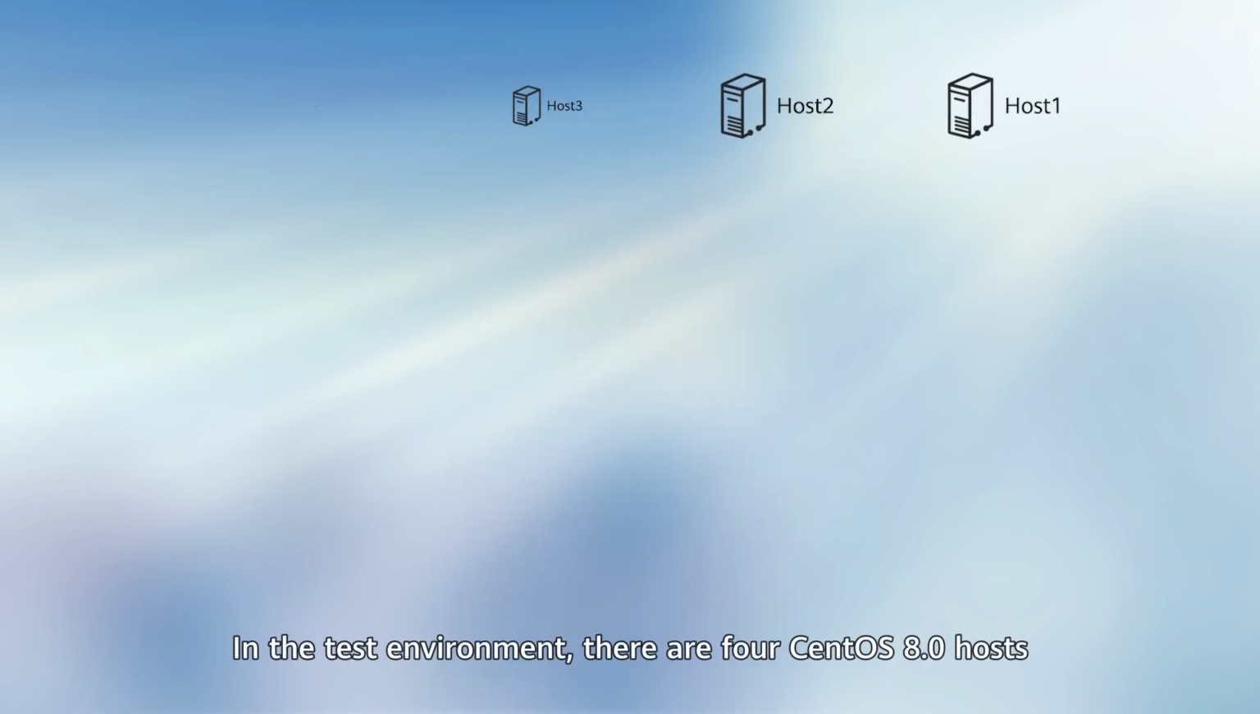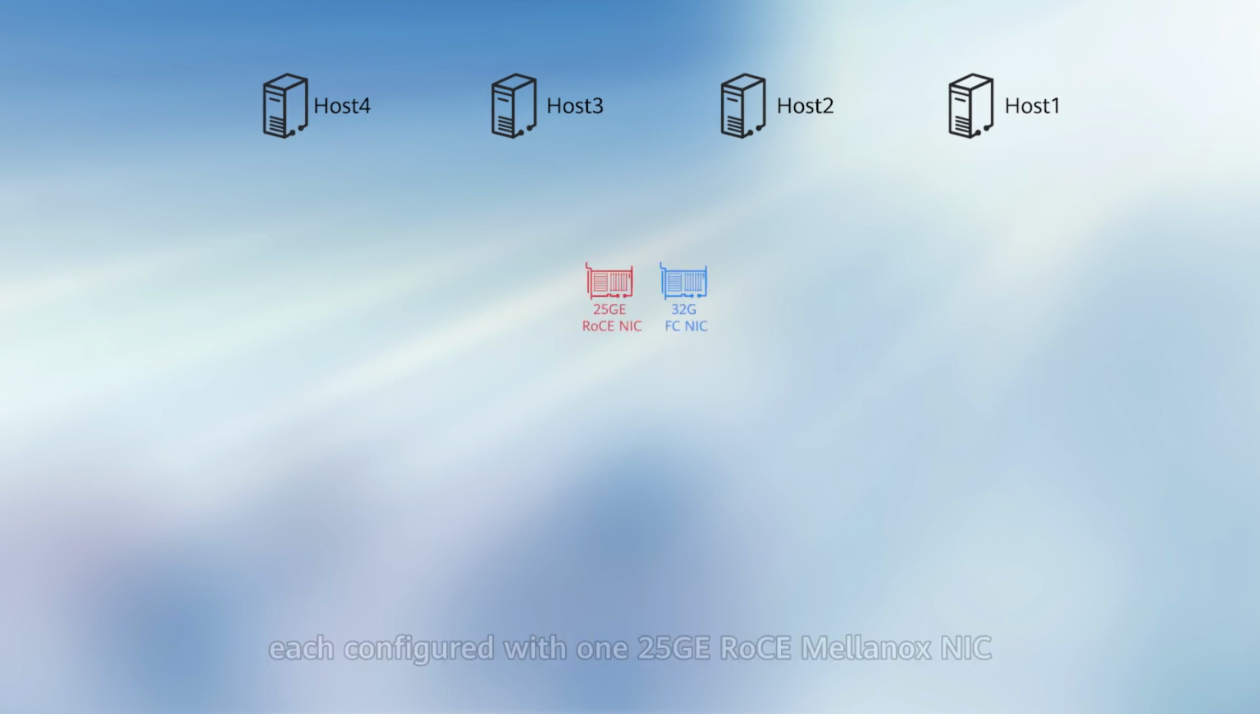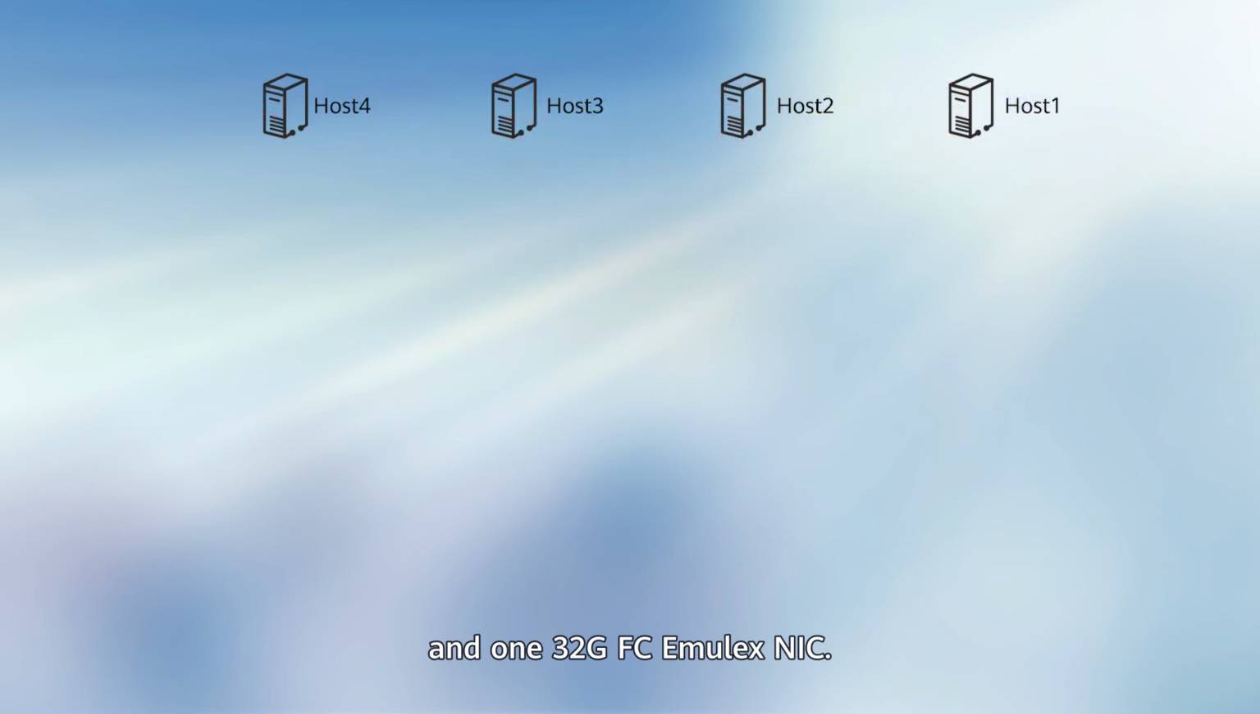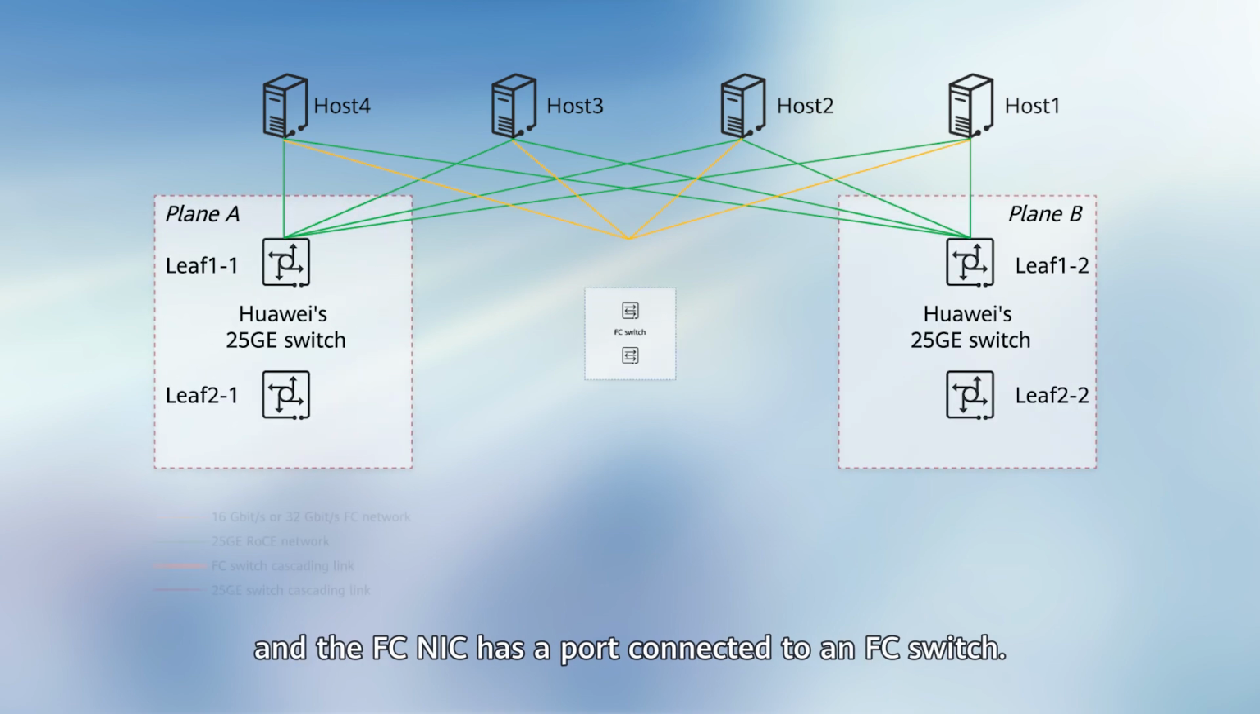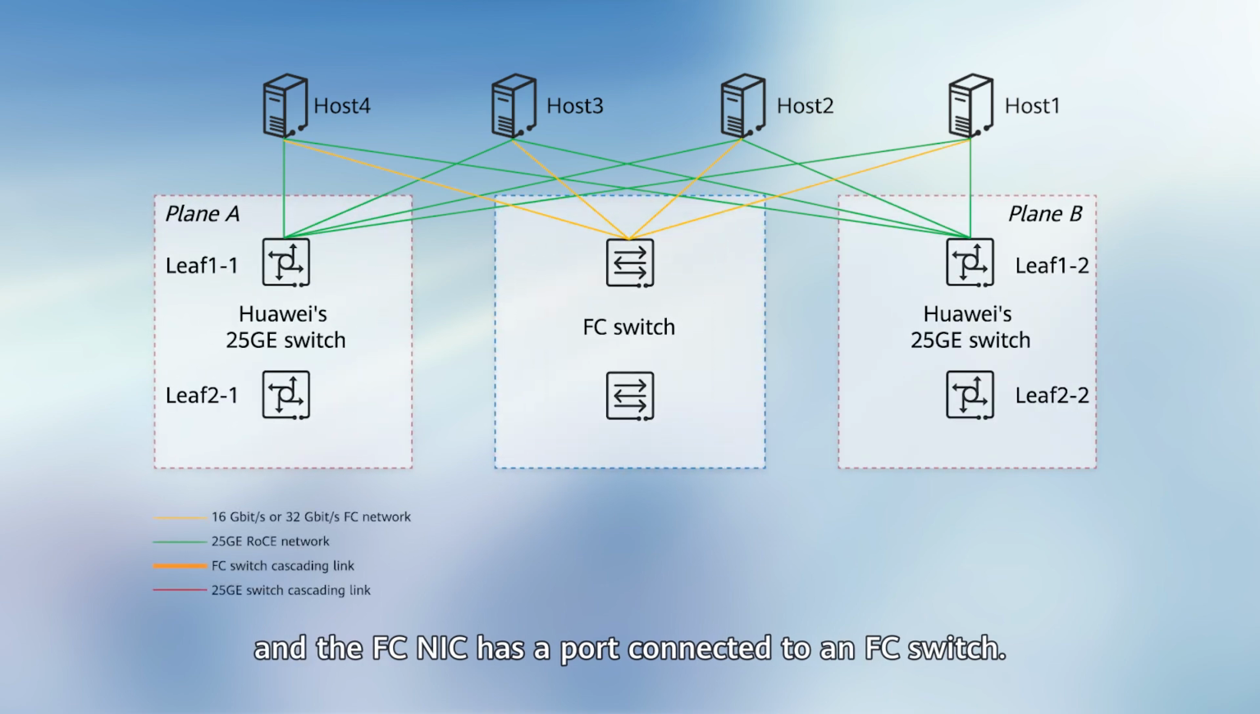In the test environment, there are 4 CentOS 8.0 hosts, each configured with one 25GE RoCE Mellanox NIC and one 32G FC Emulex NIC. The RoCE NIC has a port connected to a CE switch, and the FC NIC has a port connected to the FC switch.